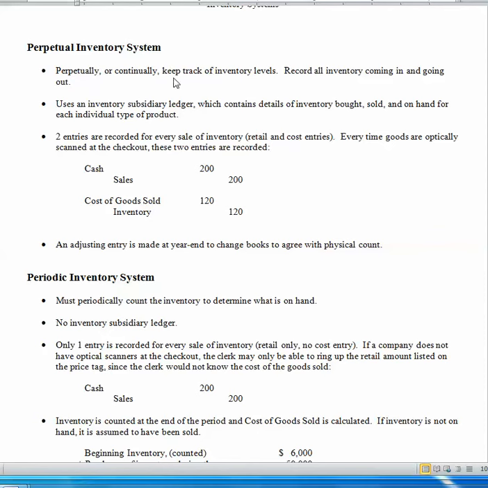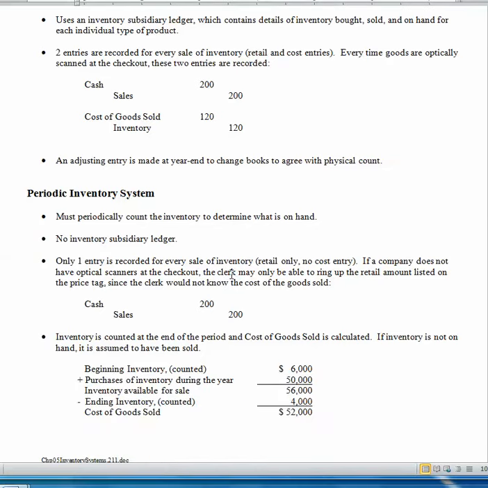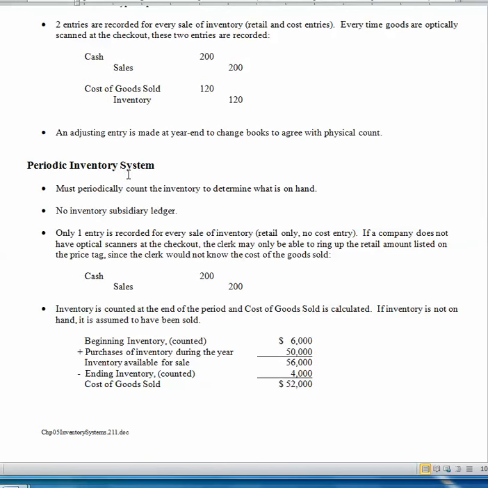This is the type of system that most companies would love to have. This is what everyone wants to be able to do. And what holds some companies back, though, is the investment in those optical scanners. So we still do see today some companies with the old-fashioned periodic system. In this type of system, they can keep track of the goods that they're buying, but at the checkout, they can't keep track of the items going out the door.